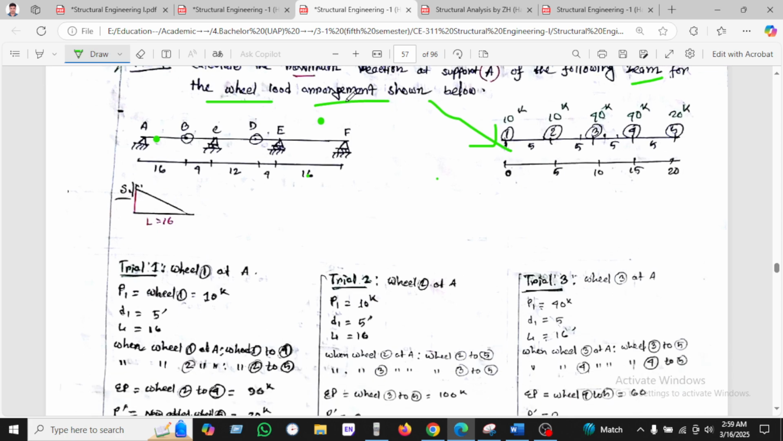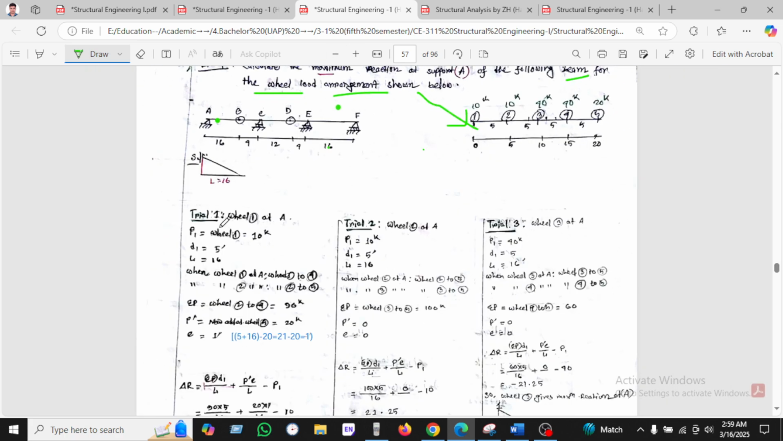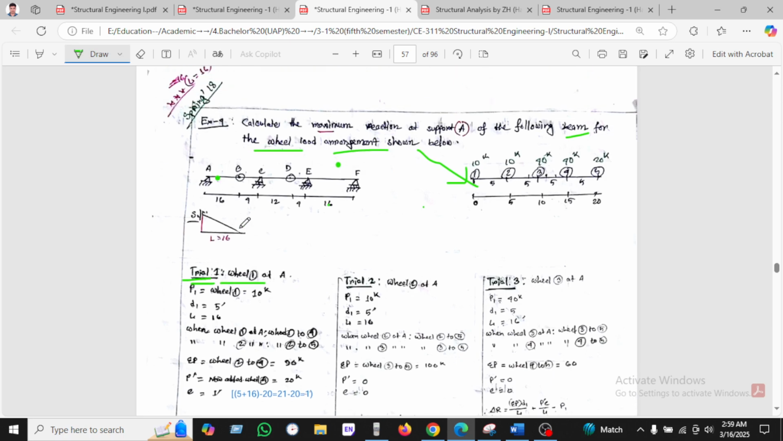Okay, let's see. We have to try first wheel 1, trial 1. We would take more and more trials, but in the second example I will not give the trials. I will just put the maximum wheel load, which is 20, and then we find the results. But initially I am taking trial 1, trial 2 and trial 3. Okay, let's see trial 1 with wheel 1. This is wheel 1, and it will be acting here.